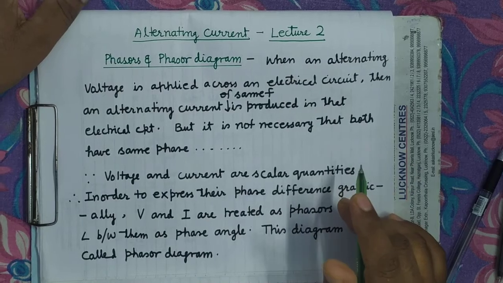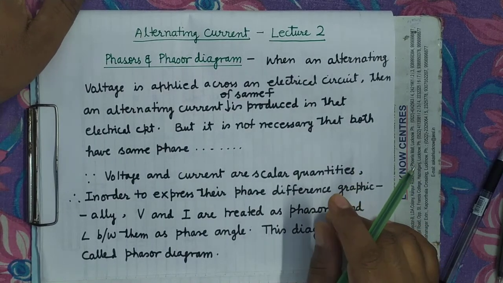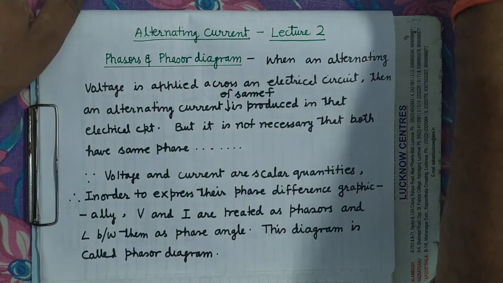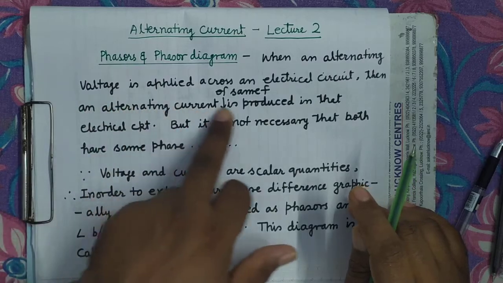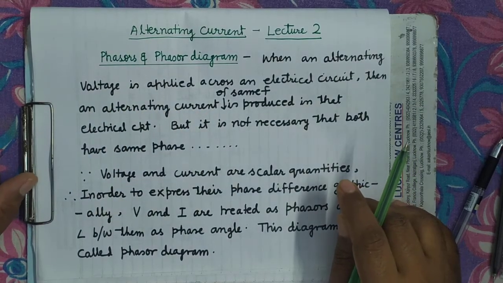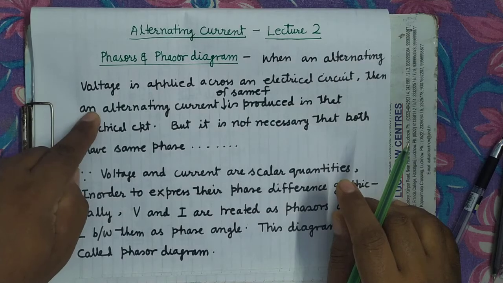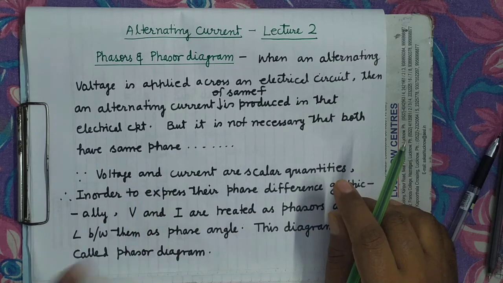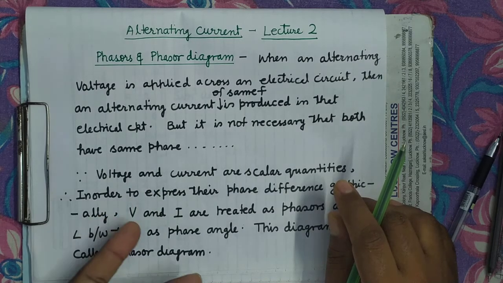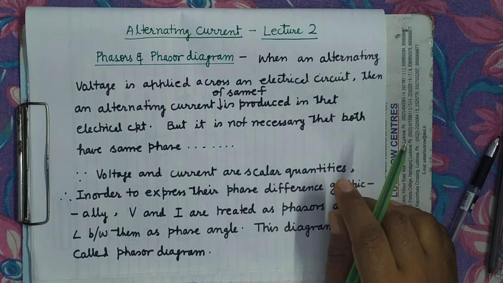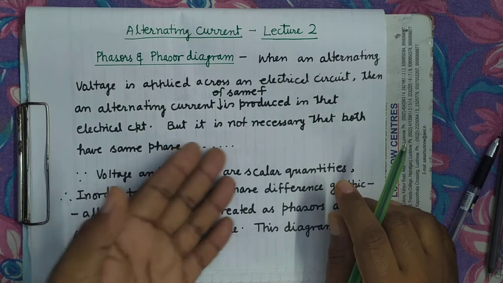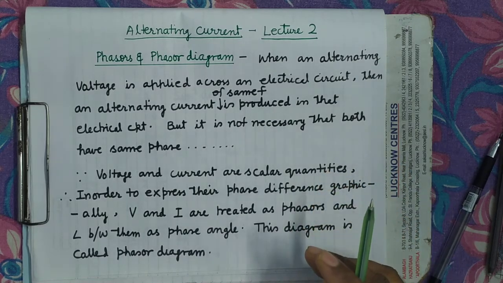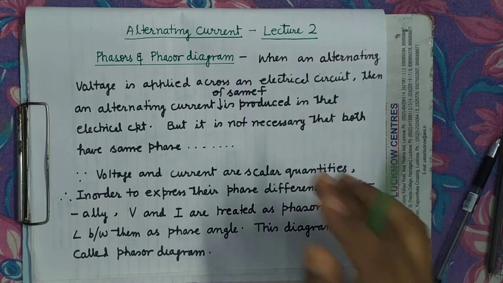So with the help of a phasor diagram, we can represent the phase relationship geometrically in a very convenient way. You can see here, when an alternating voltage is applied across an electrical circuit, then an alternating current of the same frequency is produced. But there will be some phase variation. It may be the same phase or it may have different phases also. I have already explained that it is not necessary that both will become 0 together, or that both will change direction simultaneously.